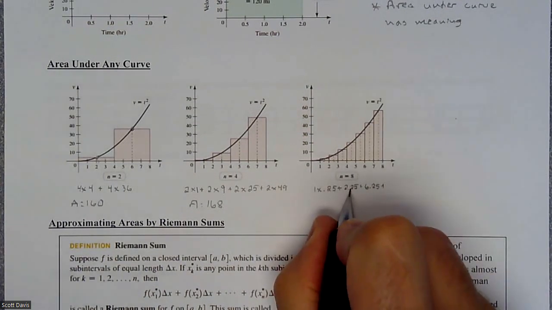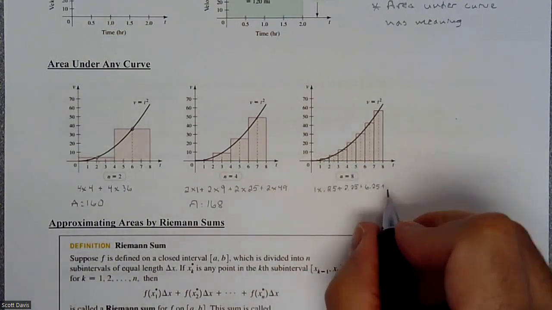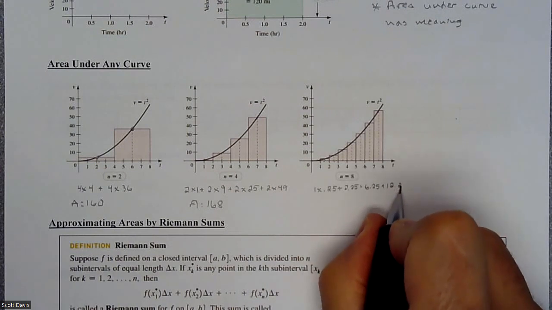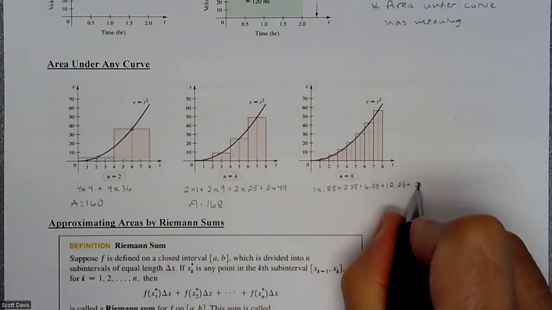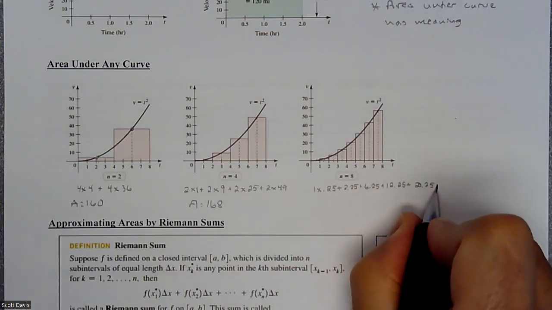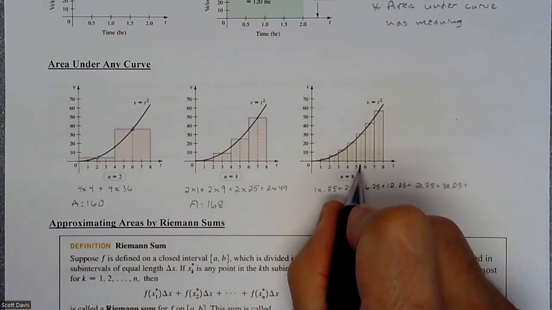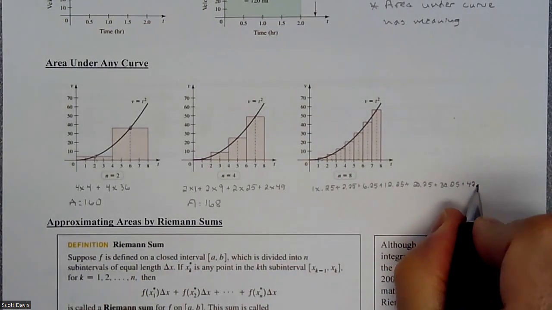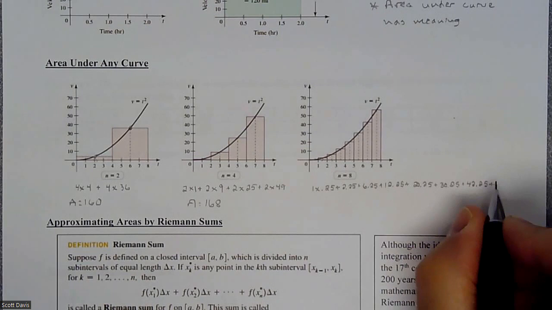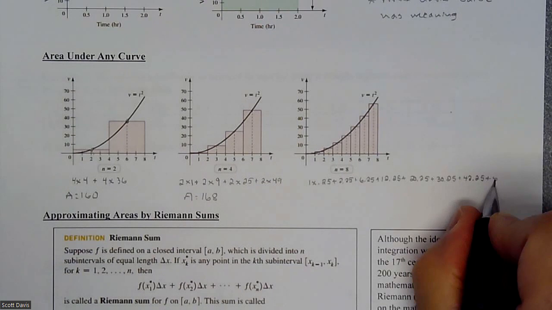And each of these would be times widths of 1. So I'm going to drop the 1 on it. And then I would take 3.5 and square it. I would get 12.25. If I take 4.5 and square it, I get 20.25. And then if I take 5.5 and square it, I get 30.25. I take 6.5, I get 42.25. And then if I take 7.5 and square it, I get 56.25.